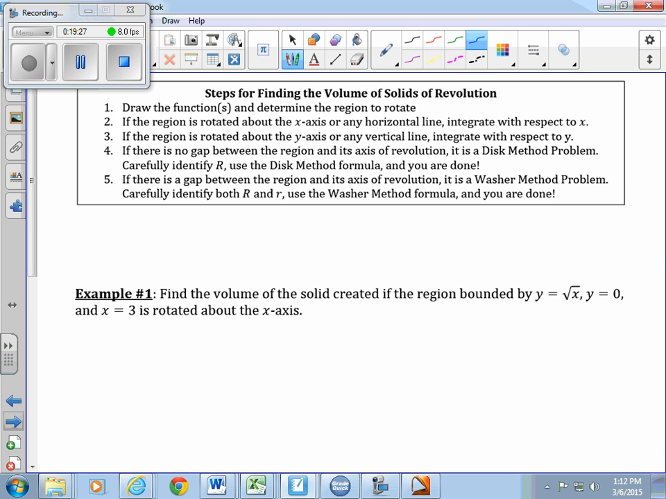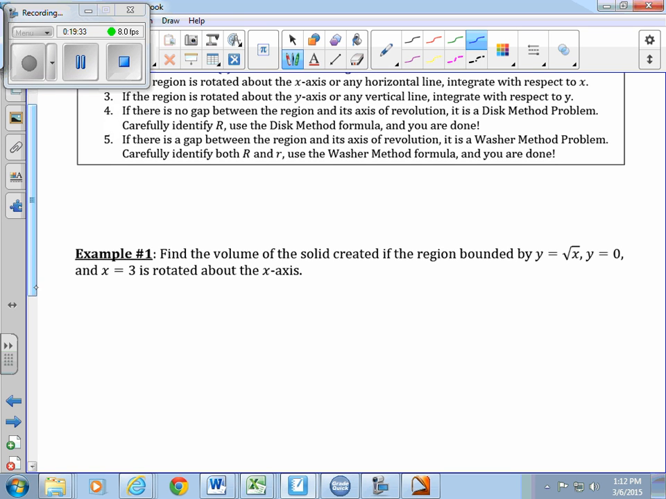Okay, example number 1. Find the volume of the solid created if the region bounded by the square root of x, y equals 0, where is y equals 0? The x-axis, the horizontal line, this one here. And the line x equals 3. So I have this region here.